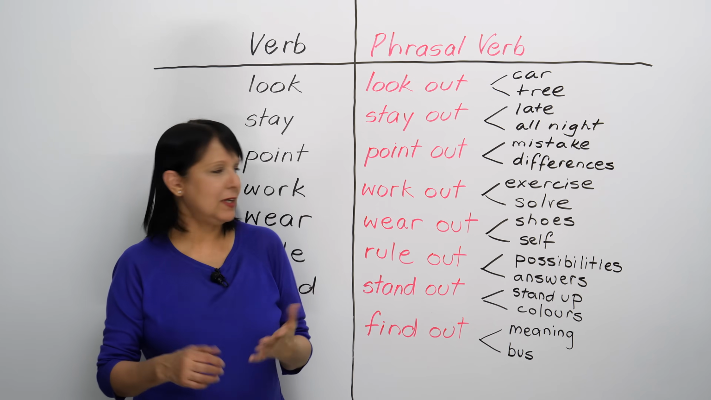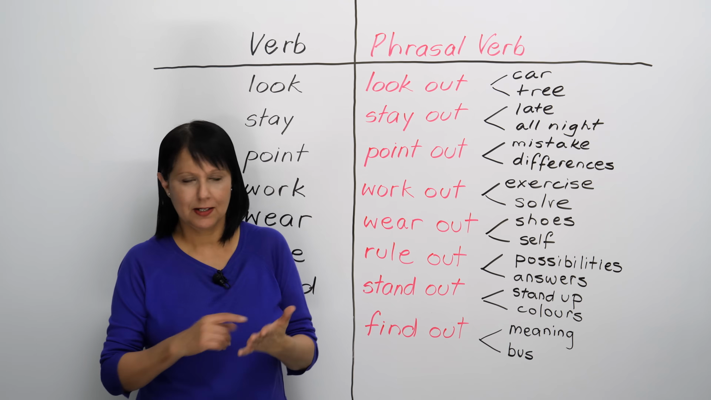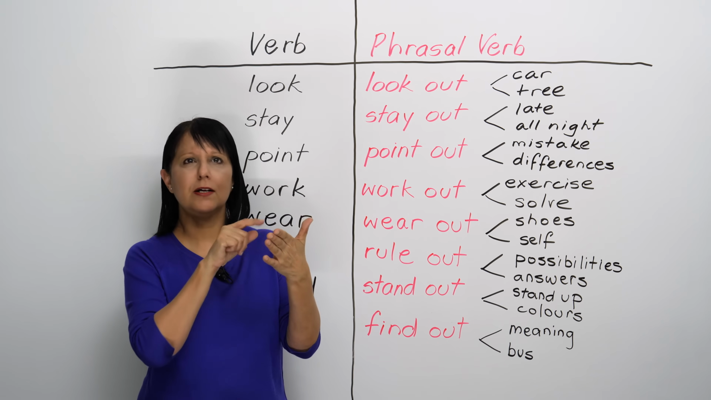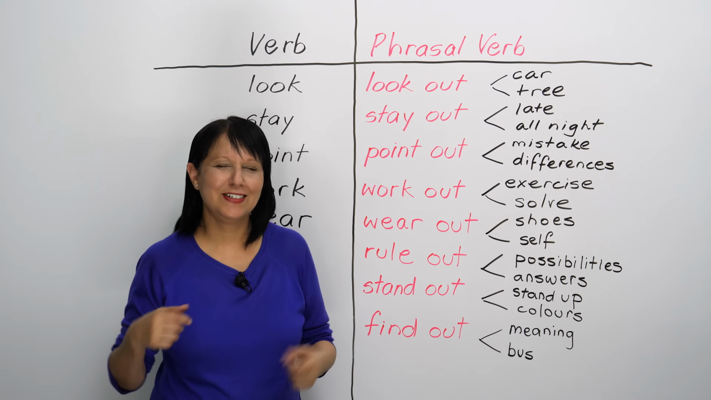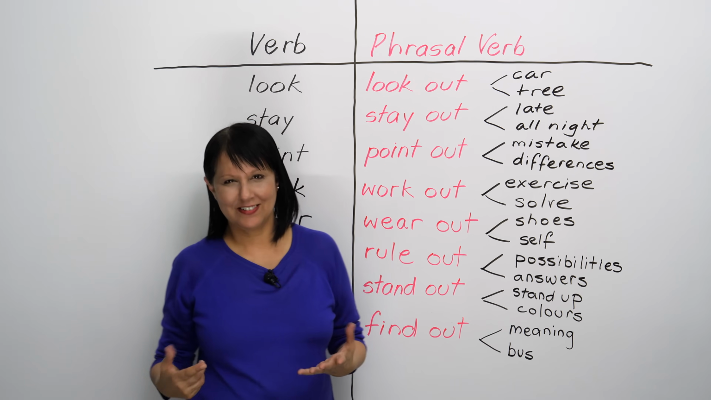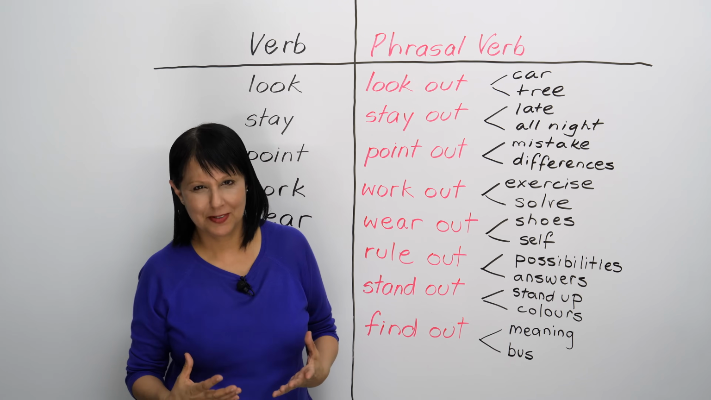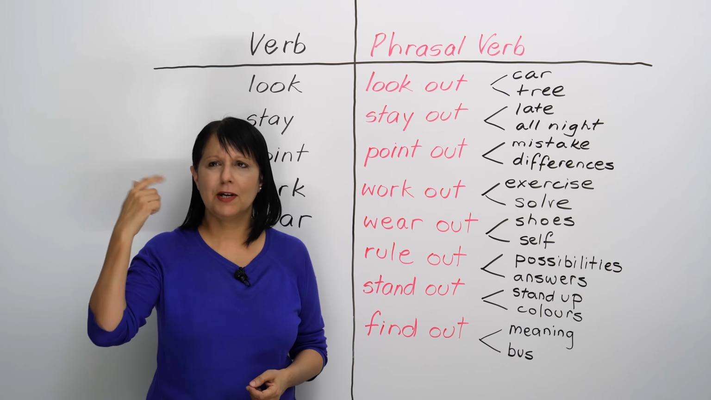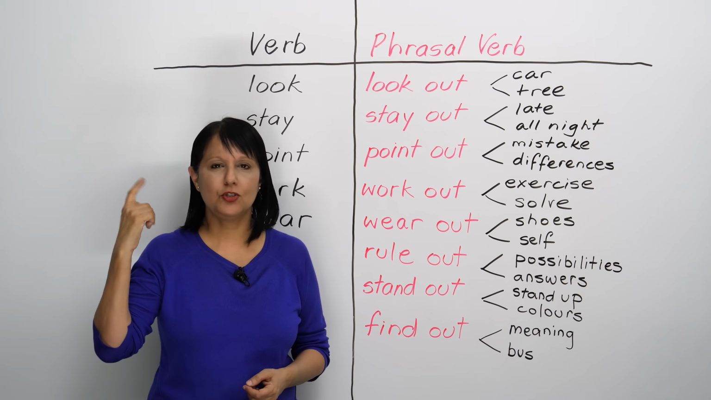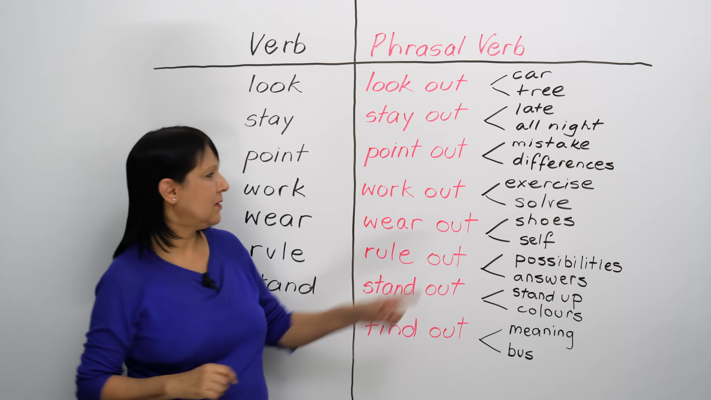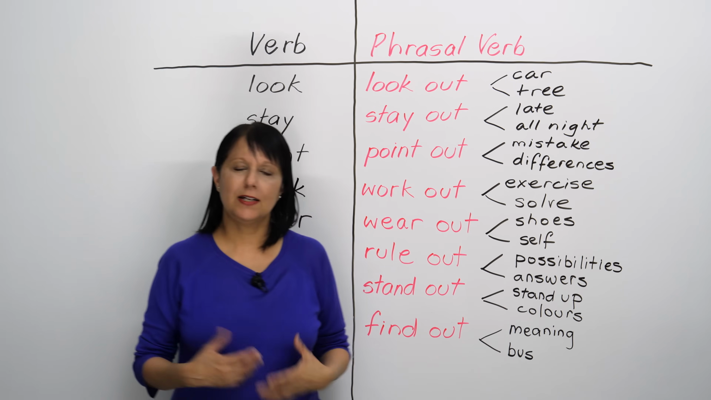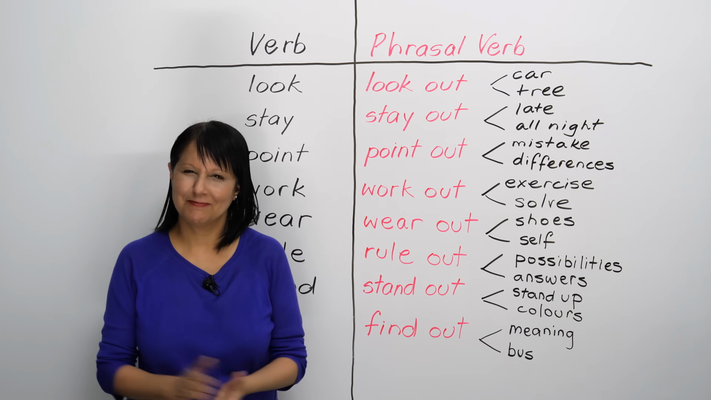It can also mean to solve something. For example, 2 + 2 = 4. So what did I do? I worked out the answer, okay? It means I solved the problem. I need to work it out. I'm not sure what to do. I need to work it out means I need to solve something. But very often we'll hear it being used as the first one, as I am exercising, okay?